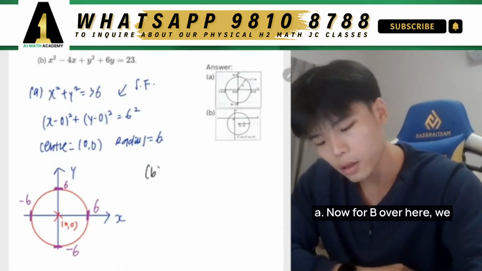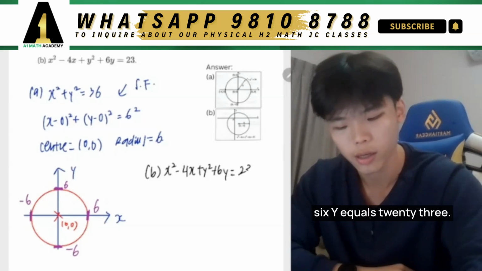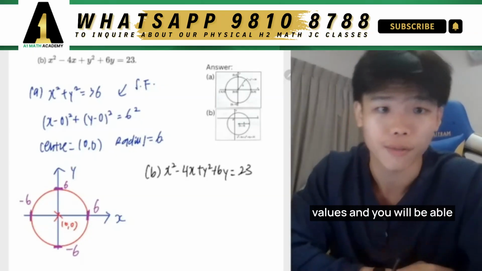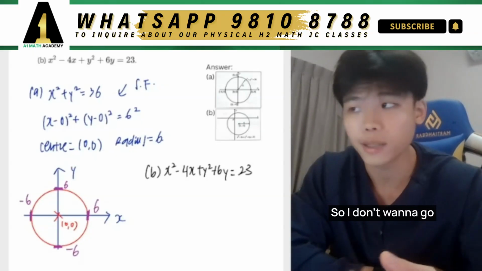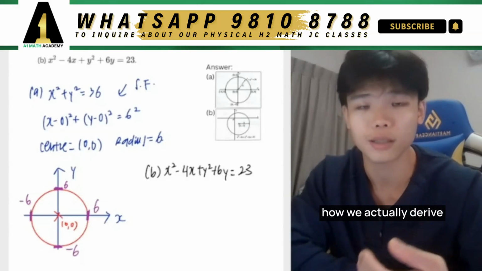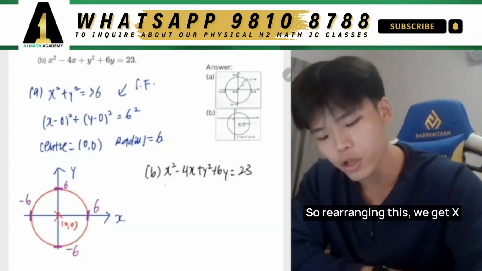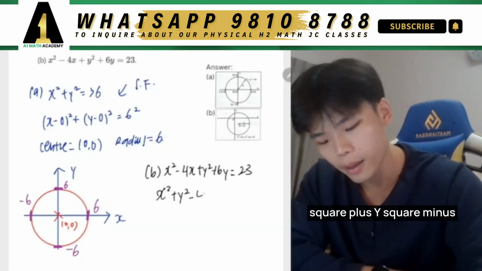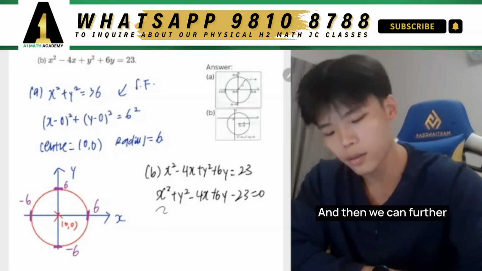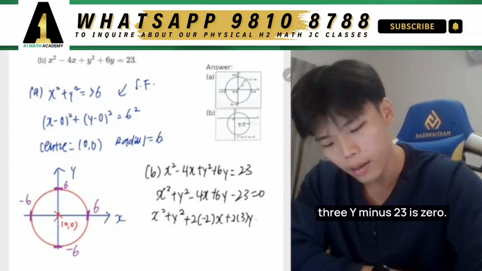Now for B over here, we get x² − 4x + y² + 6y = 23. Again, you can use your GC, the conics, to sketch this graph. You just need to key in the values and you will be able to see the graph. I don't want to go through that because that one is just key in your calculator and observe. But I want to explain how we actually derive this and what's going on in the background when you're keying all this in your calculator. Rearranging this, we get x² + y² − 4x + 6y − 23 = 0, and we can further write this as x² + y² + 2(−2)x + 2(3)y − 23 = 0.